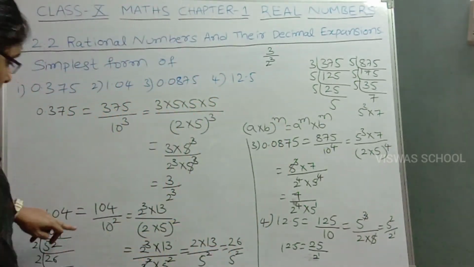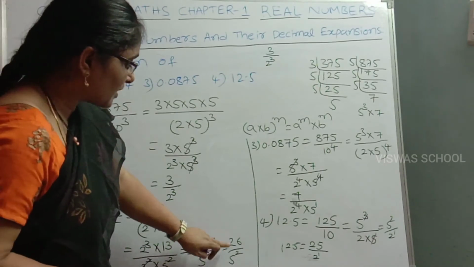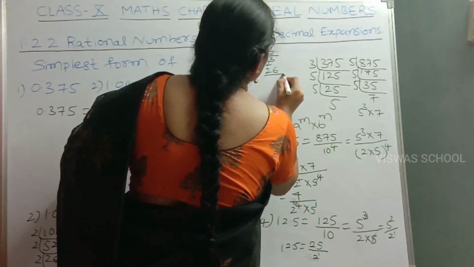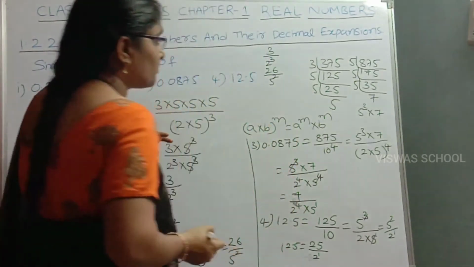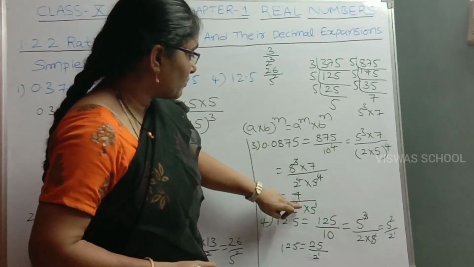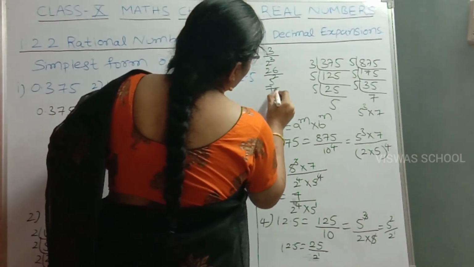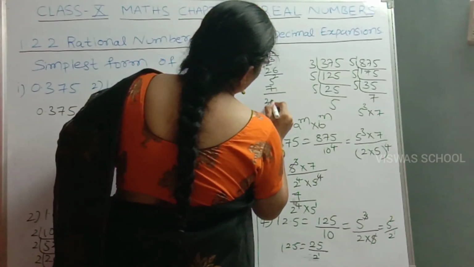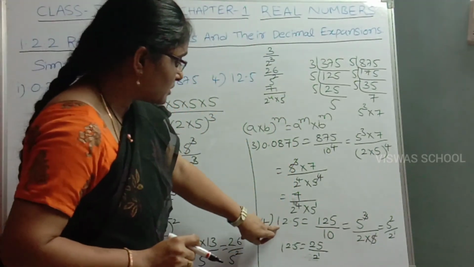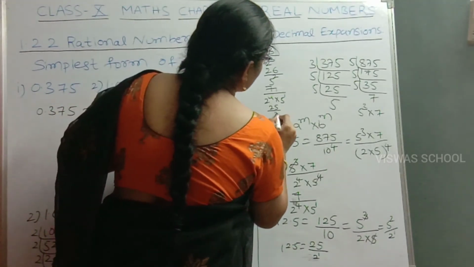Once you observe the second one, 1.04, it is equal to 26 by 5 square. And for this one, it is 7 by 2 to the power of 4 into 5 to the power of 1. And this one, 12.5, is equal to 25 by 2.